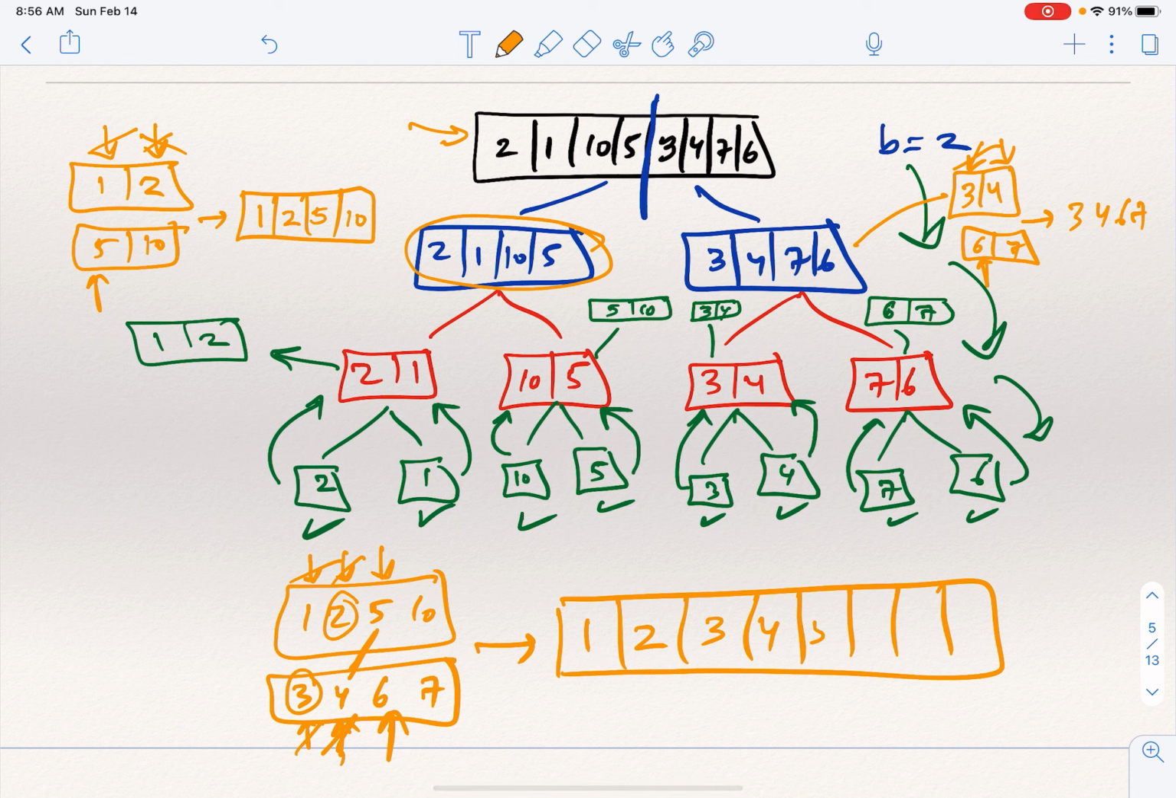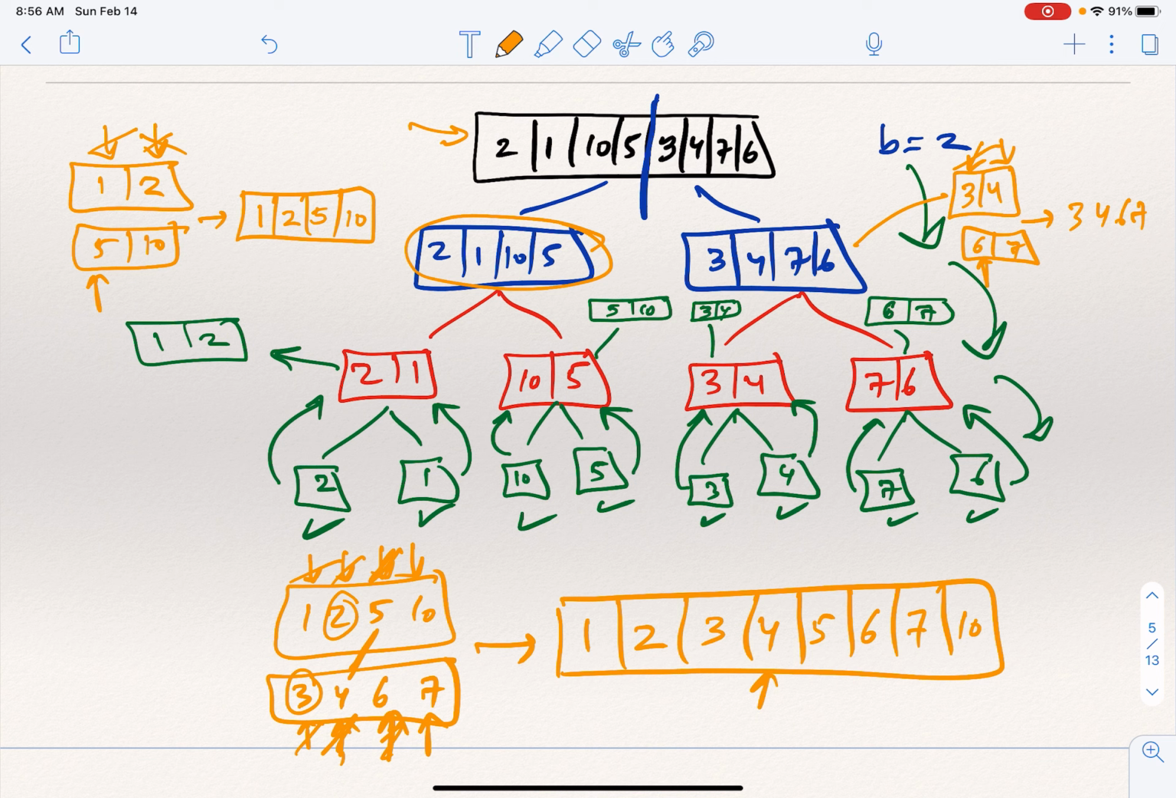6 and 5. 5 is smaller. And now we go to the last one in the first array, 10. 10 and 6. 6 is smaller. So we now go to the last one. We have 7 and 10. 7 comes before 10. And if you look at this array, it is sorted.